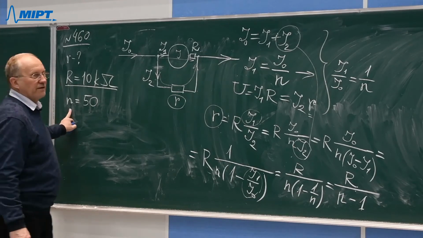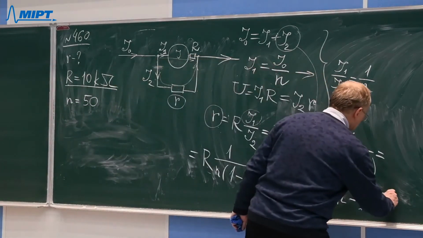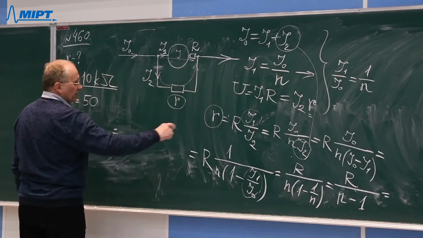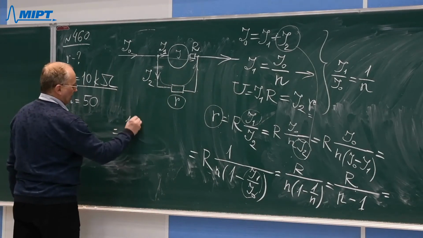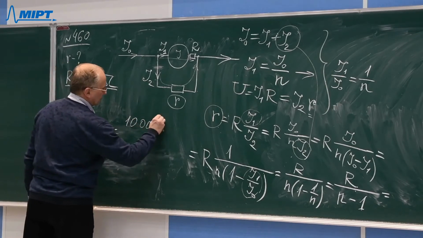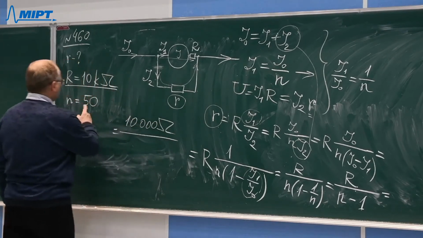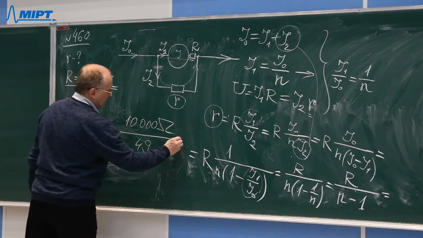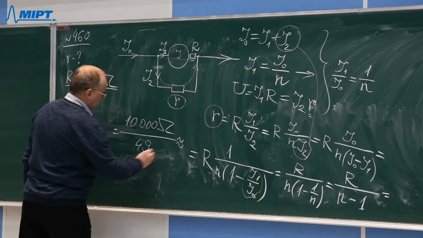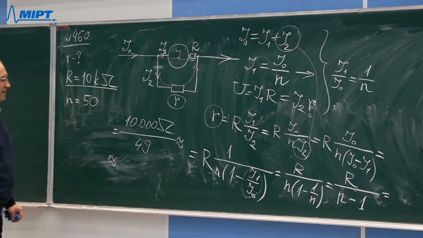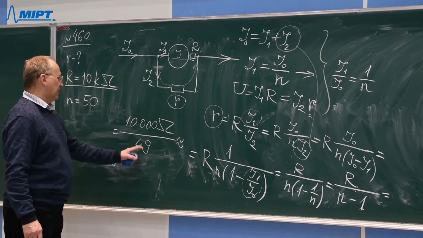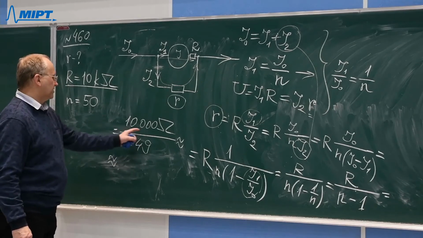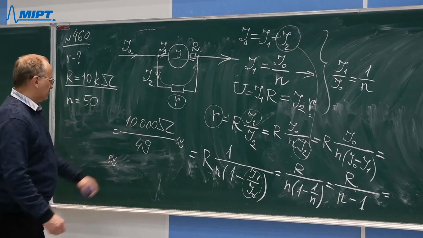We are given the resistance and the N, it's known, so I will continue calculations here. The resistance is 10 kilo ohm, that is 10,000 ohm, divided by N, which is 50, and minus 1, which is 49. So this expression will give you something. If we divide by 50, dividing by 49 is almost like dividing by 50. If we divide by 50, we will obtain something like 200.